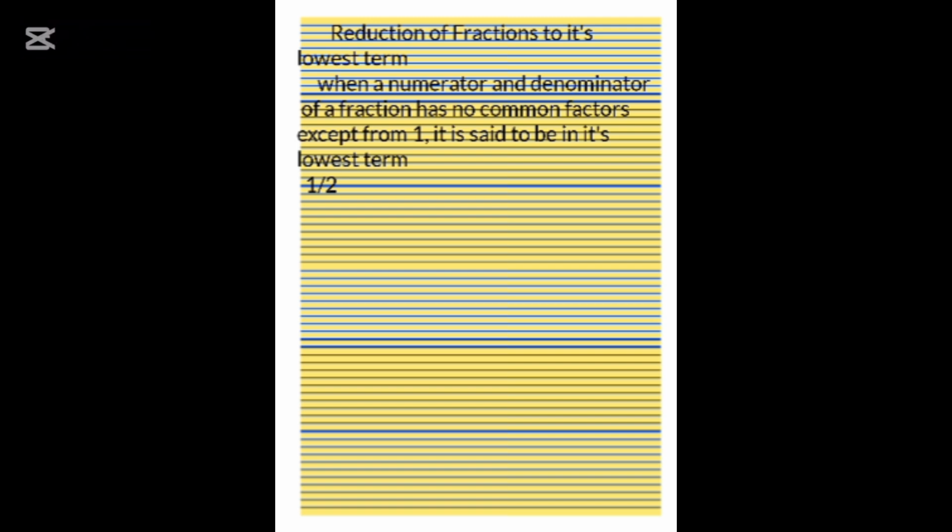Let's see another example. Let's use 2 over 4. Now, 2 and 4 have a common factor, which is 2. To reduce a fraction to its lowest term, we divide by its common factor, which is going to be equal to 2 divided by 2 all over 4 divided by 2, which is equal to 1 over 2.